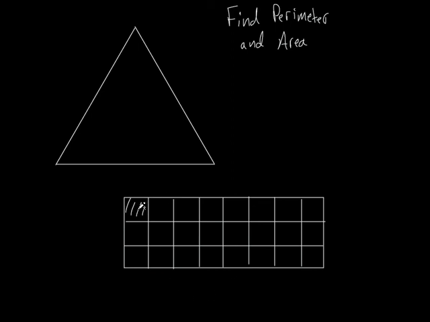So I don't have to count each individual block. What can I count? 1, 2, 3, 4, 5, 6, 7, 8. So I've got 8 across, and how many down? 1, 2, 3. I just count across and down.